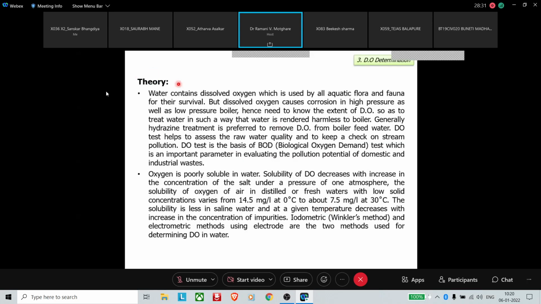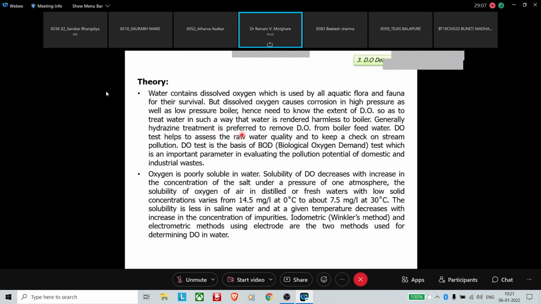Okay. Coming to the theory. Theory says that water contains dissolved oxygen, which is used by all aquatic flora and fauna for their survival. But dissolved oxygen causes corrosion in high pressure as well as low pressure boilers. Hence, we need to know the extent of dissolved oxygen so that you can treat the water in such a way that water is rendered harmless to the boiler. This much is clear, I have already explained.